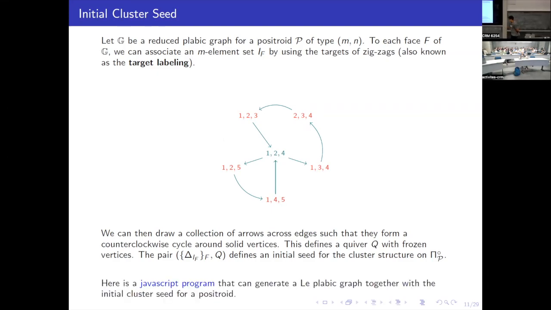Right, so I've written a JavaScript program that can generate a plabic graph together with the Plücker coordinates and the arrows for positroids. If I have time, I can come back and show you how it works later. You can also find it on my personal website. Just Google my name; it's on a UC Davis server.